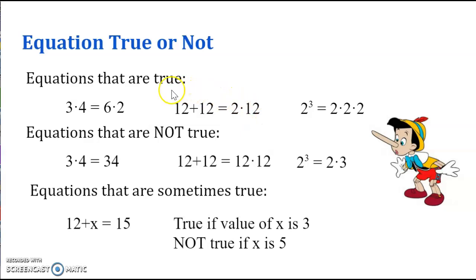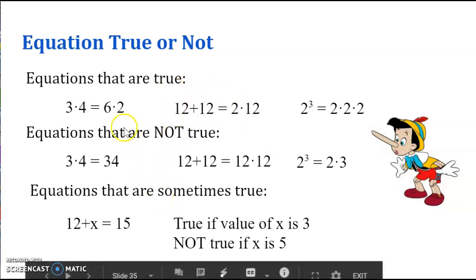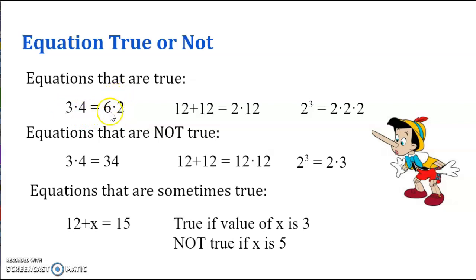So equations, true or not. Equations can be true, or they might not be true, or they might be sometimes true. What do I mean by that? Well, 3 times 4 is 12, and 6 times 2 is 12. They're equal in value. So this is true. Likewise is this equation. Likewise is this equation. However, look at the following equation. 3 times 4 is 12, and 34. Is 12 equal in value to 34? Never, right? Okay, so sometimes you're going to get equations that are not true.